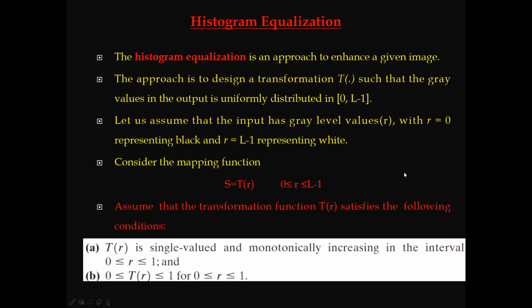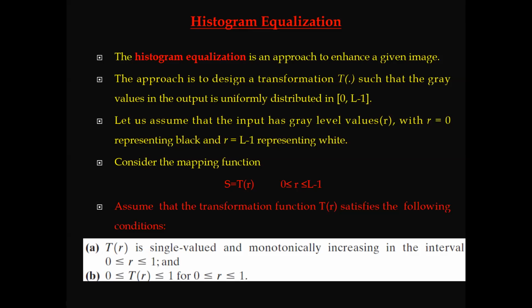Okay, so histogram equalization is an approach to enhance the given image. The approach is designed to transform T such that the gray level values in the output are uniformly distributed in 0 to L minus 1. Let us assume that the input has gray level value r, with r equal to 0 representing black and r equal to L minus 1 representing white. Now consider s equal to T of r within the range 0 to L minus 1. Assume that the transformation function T of r satisfies the following two conditions.